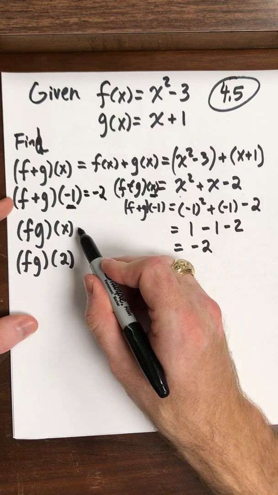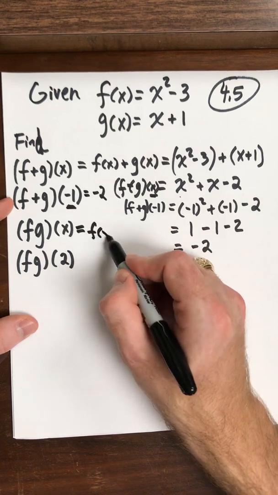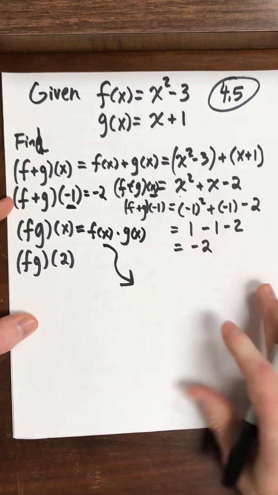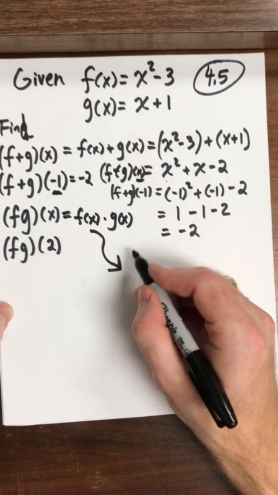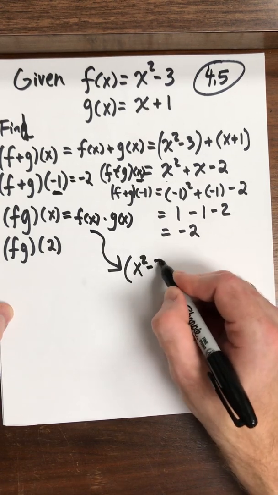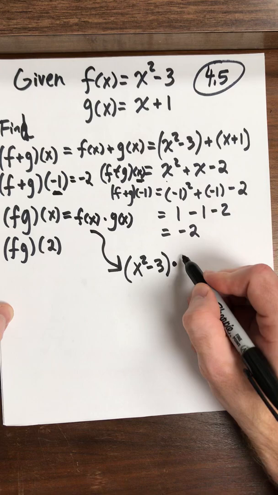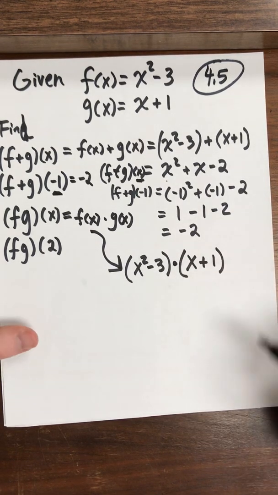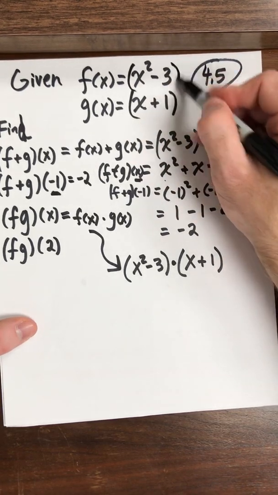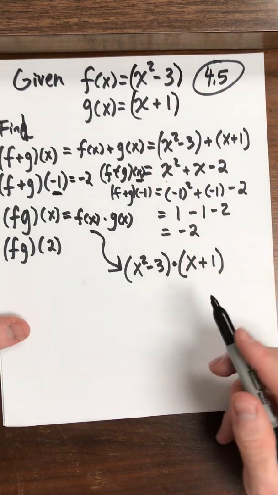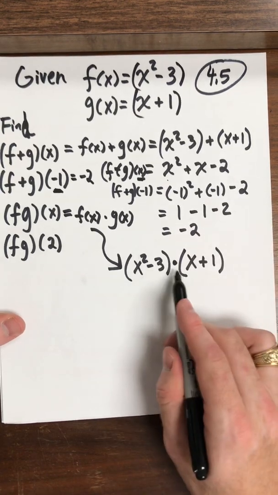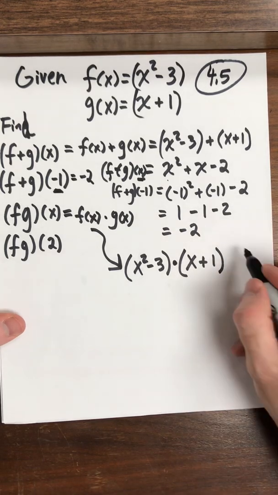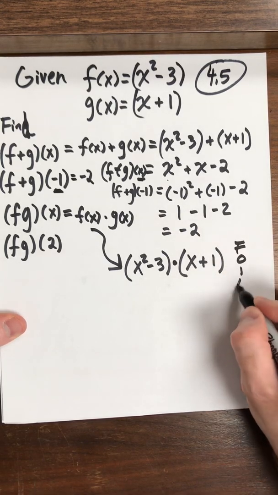All right, fg, this is f of x times g of x. So what's going on here? F of x is (x squared minus 3) times g of x, (x plus 1). I promise you the hardest part about this is putting parentheses around your functions or whatever you're plugging into, okay? So I've got two binomials. When I multiply together, I can use double distribute or the FOIL, first, outer, inner, last.